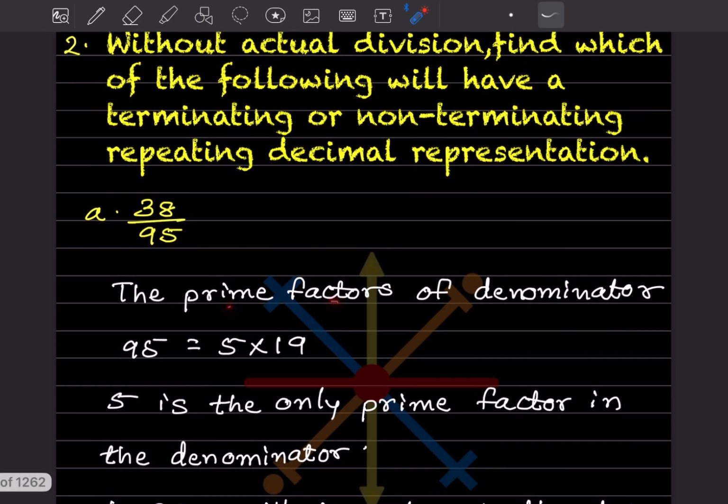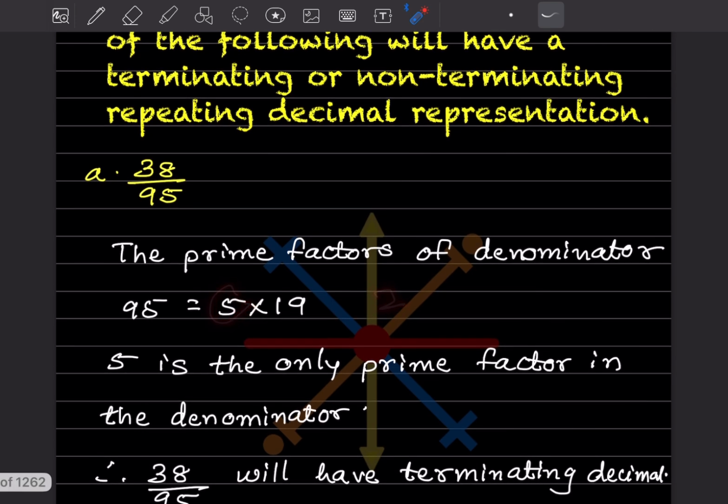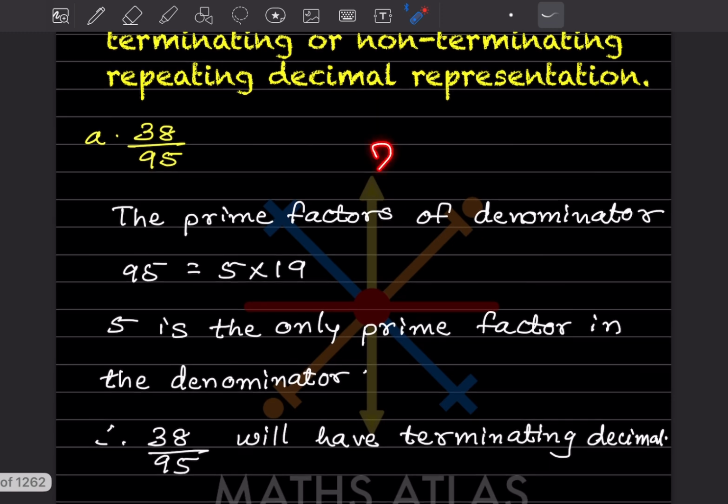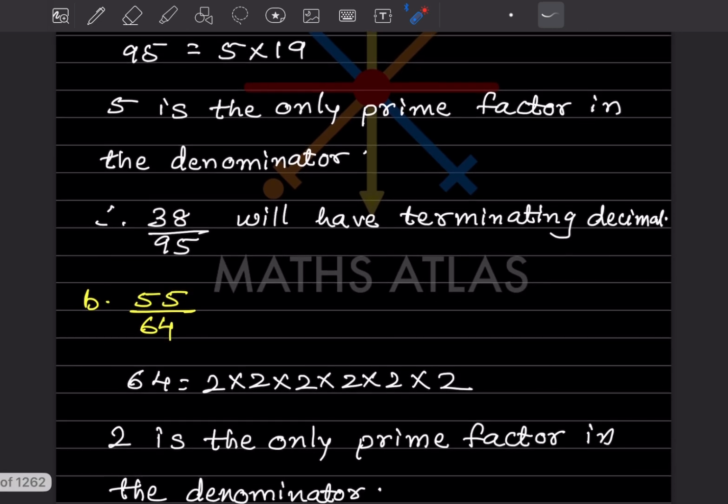The prime factors of the denominator, that is 95, are 5 and 19. So we don't have both, but we have 5 over here. So 5 is the only prime number in the denominator. As I told you earlier, it should be 2, 5, or it can be both of them. If it is there, that will be a terminating decimal. So we can say 38 by 95 will have a terminating decimal.